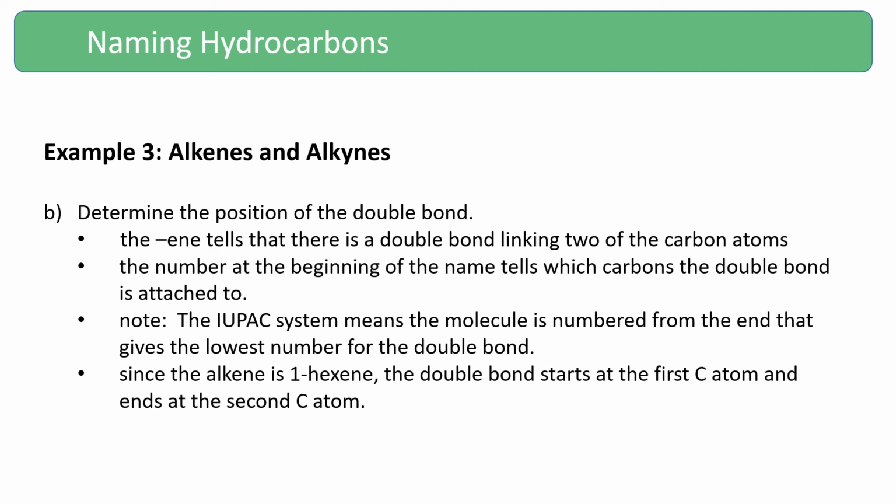Since the alkene is 1-hexene, the double bond starts at the first carbon atom and ends at the second carbon atom. So 1, and then we'll show the double bond.